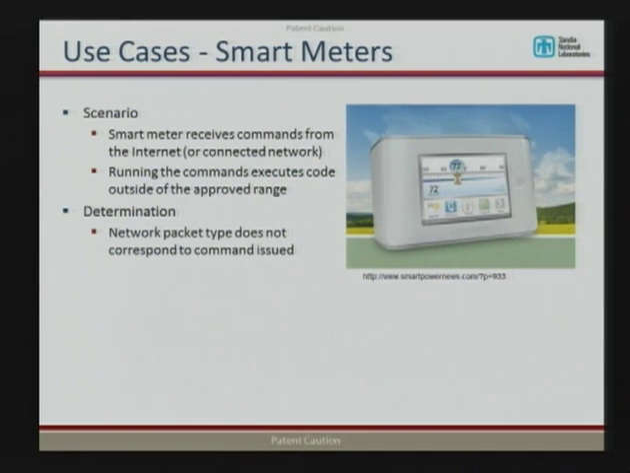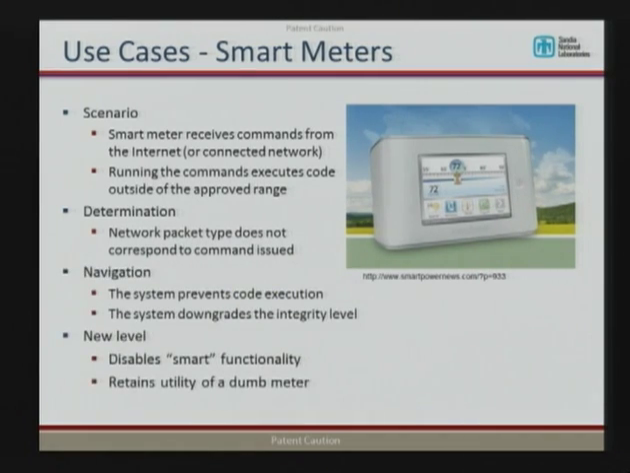So they get a network packet that is sent to the device, potentially over a Zigbee network, and it's going to say run some commands that either aren't typical or are out of bounds, out of range. And so the determination is that it is out of bounds, and so the mitigation would be we're going to prevent the execution based on the policy that's installed in that system. We're going to downgrade the integrity level, and in this case, we're going to move away from a smart meter and go back to a dumb meter.